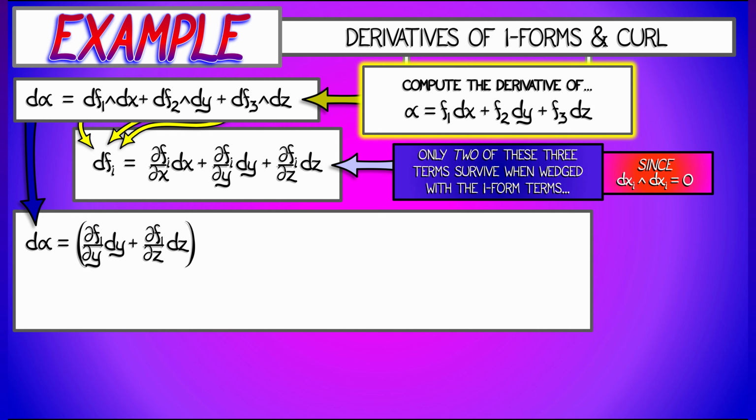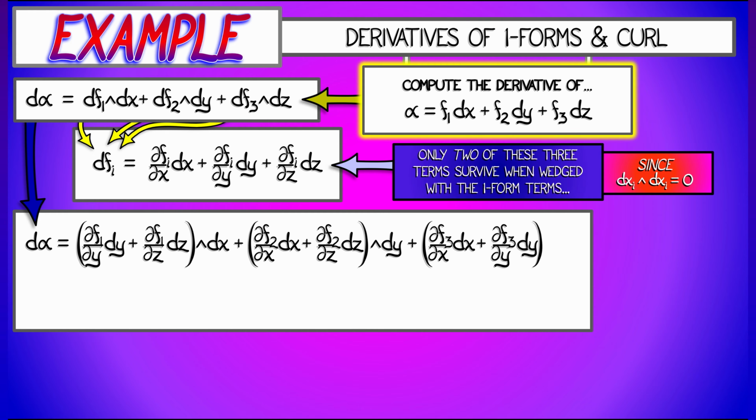It is, for the first term, partial f1 partial y dy plus partial f1 partial z dz wedged with dx. The second term is given by what? Well, now a different term dies, and we get partial f2 partial x dx plus partial f2 partial z dz wedged with dy. That third term is partial f3 partial x dx plus partial f3 partial y dy wedged with dz. Now, this looks complicated.